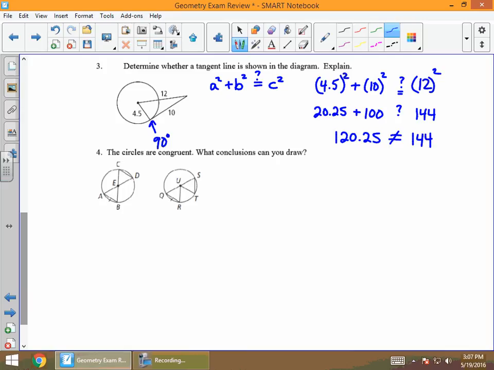And since they do not equal one another, then that angle is not 90 degrees. So determine whether the tangent line is shown in the diagram. The answer is no. It is not tangent. And the reason is because the Pythagorean theorem did not hold.